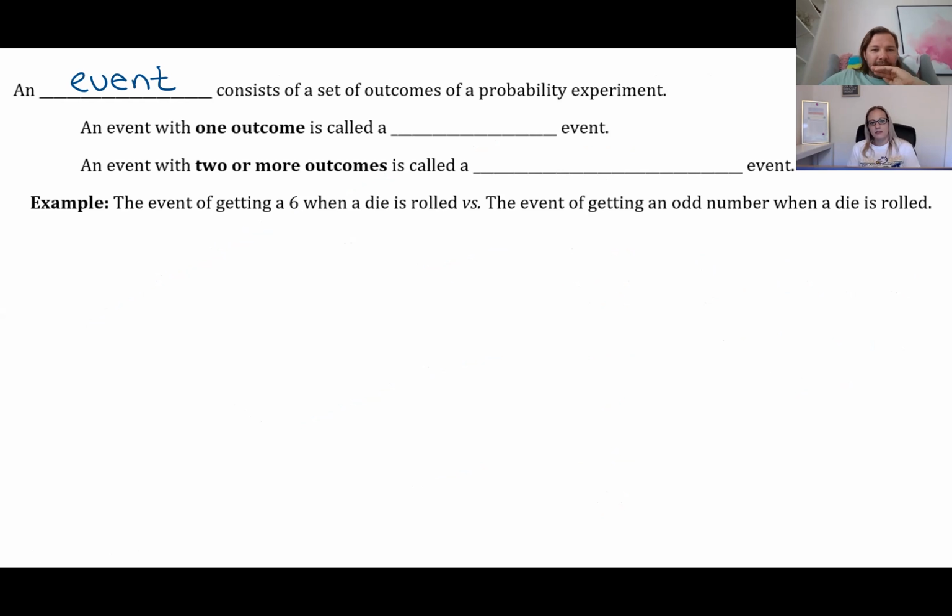An event consists of a set of outcomes of a probability experiment. An event that has 1 outcome is called a simple event, and an event with 2 or more outcomes is called a compound event. So let's look at an example of each here.